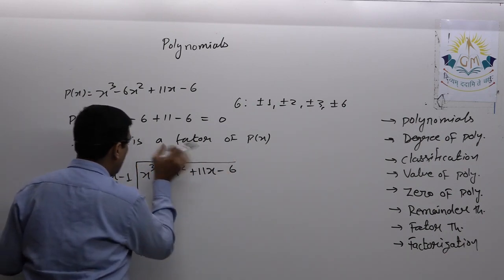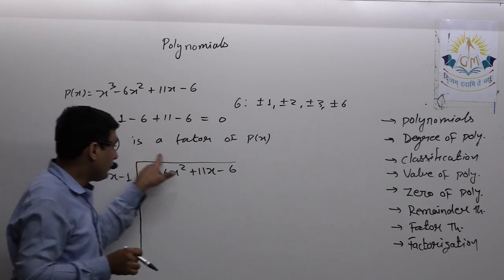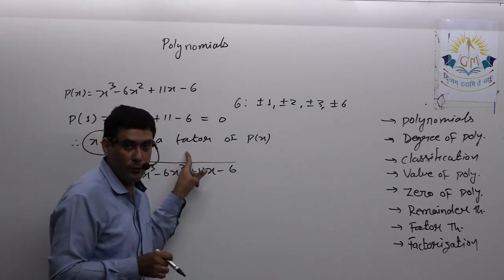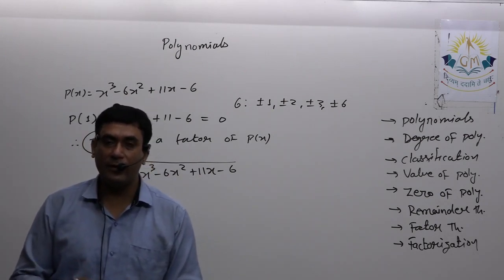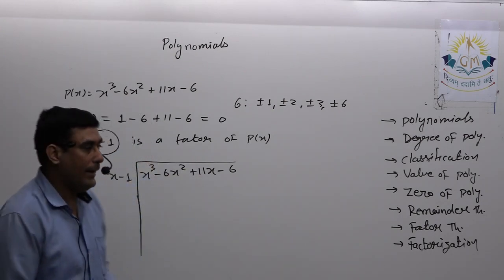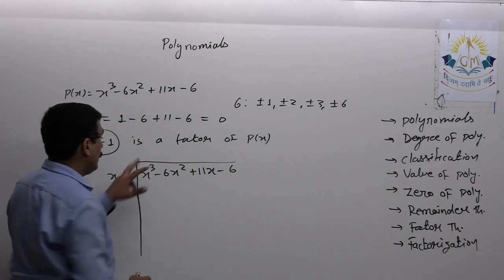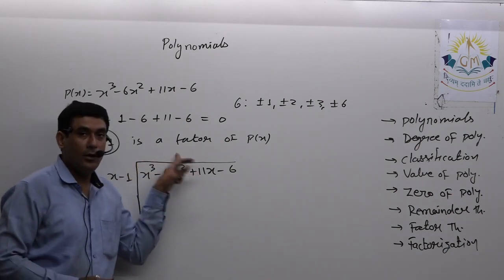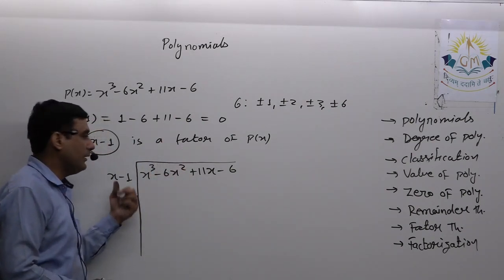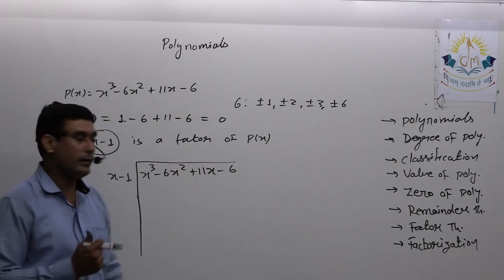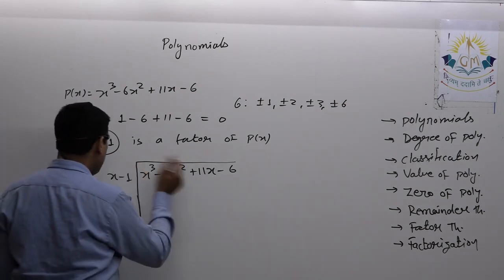Now by doing so, what will I get? Definitely I will get a quotient which will be a quadratic polynomial, and we know that a quadratic polynomial can be factorized further by splitting the middle term. That means that quadratic polynomial gives you two more factors. One is this, so ultimately you will get the three factors. So let us divide this.